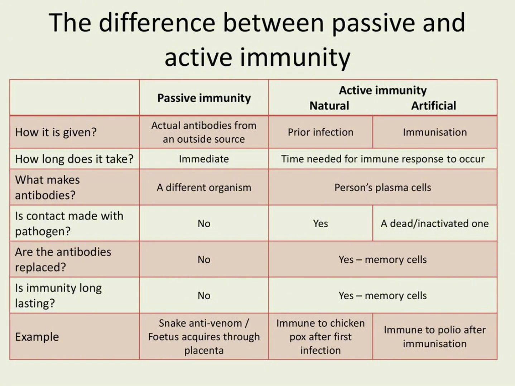For passive, it is immediate, whilst for active immunity, time is needed for immune response to occur. For passive, there is no contact with the pathogen, but for active immunity, there is supposed to be contact with the pathogen. In passive, antibodies are not going to be replaced, but in active immunity, antibodies are replaced by memory cells. Passive immunity doesn't offer long-lasting immunity, whilst active immunity offers long-lasting immunity.